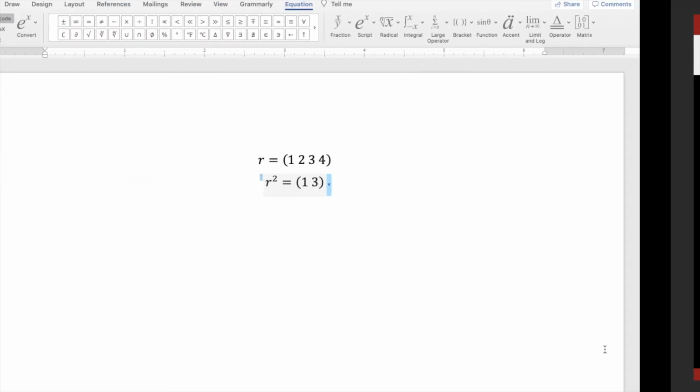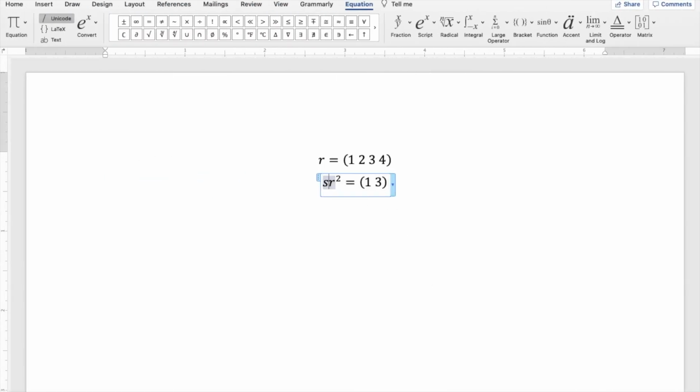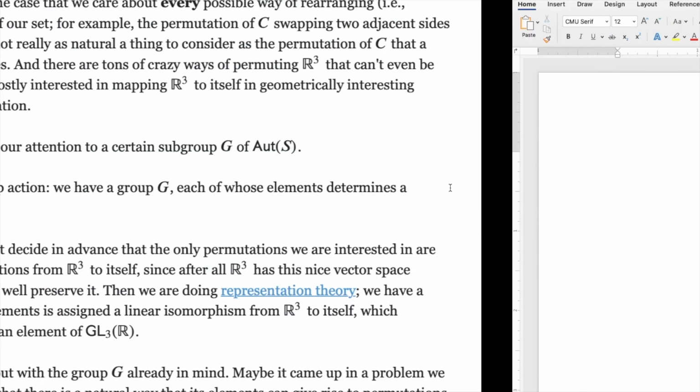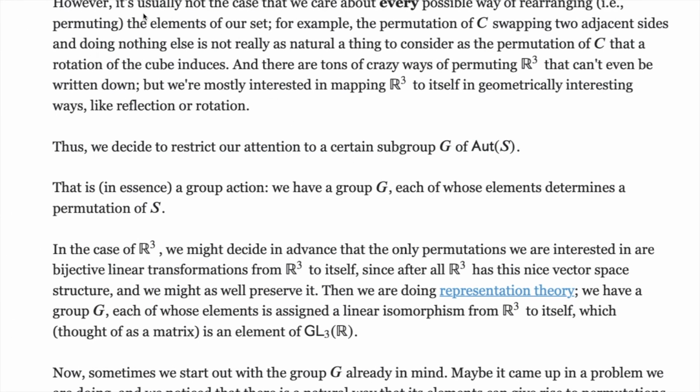This is my S_R cube. So S_R cube is this one. So that means we are interested in some of the permutations and not all of them. That is what he is writing over here. However, it's usually not the case. We care about every possible way of rearranging, that is permuting the elements of our set.